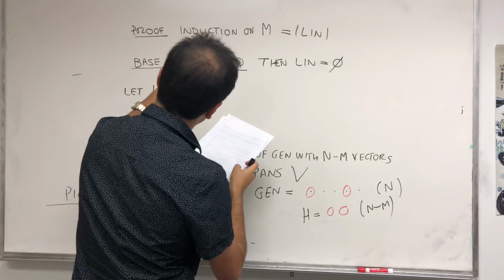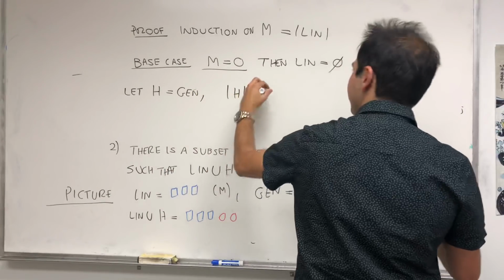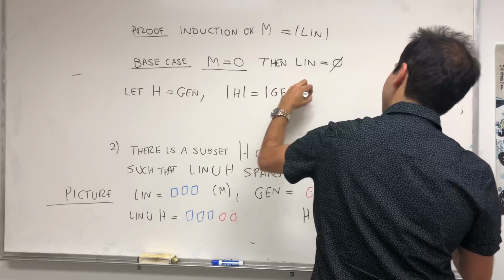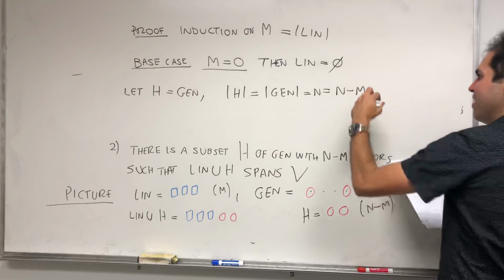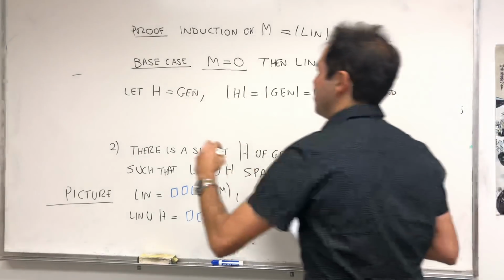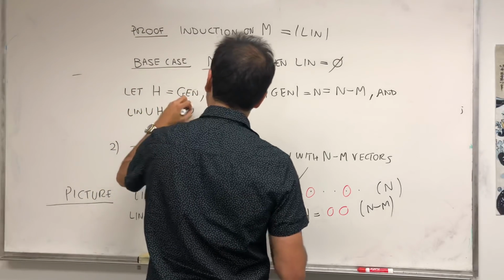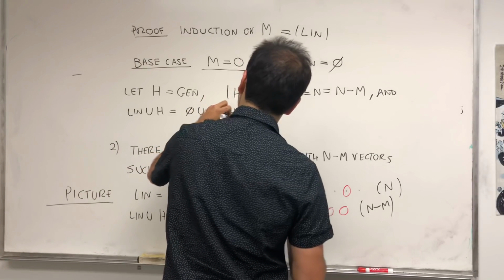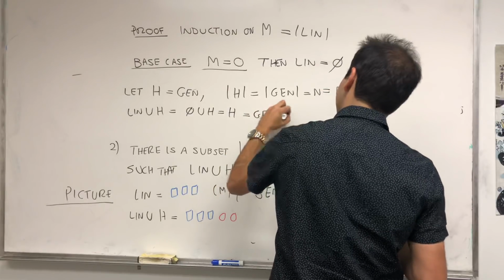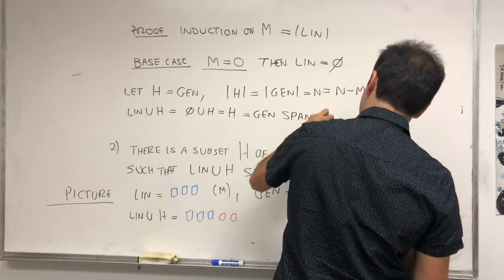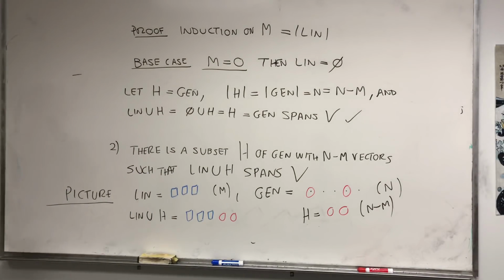So let H be gen. Then, the size of H, what is it? Well, it's the size of gen, which is n, but that's n minus m, because m is 0. And lin union H, which is just the empty set union H, which is H, which is gen, and it spans V. Ta-da!